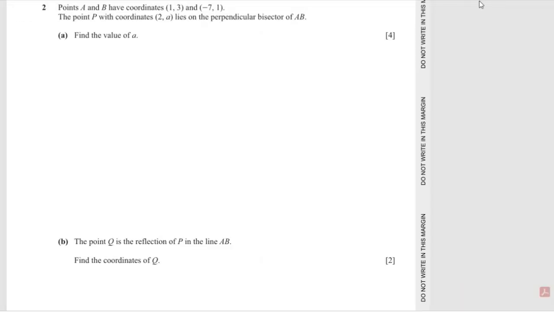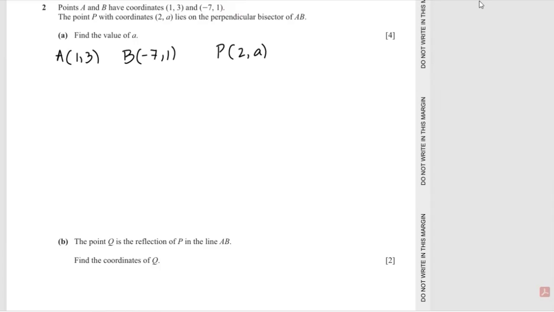Question 2. Points A and B have coordinates (1, 3) and (-7, 1). So A is (1, 3), B is (-7, 1). The point P with coordinates (2, a), so the y coordinate is not known, lies on the perpendicular bisector of AB. Part a, find the value of a.